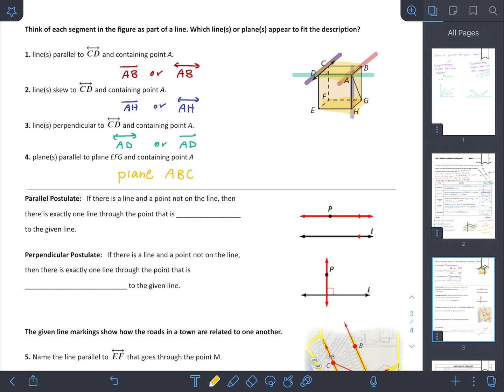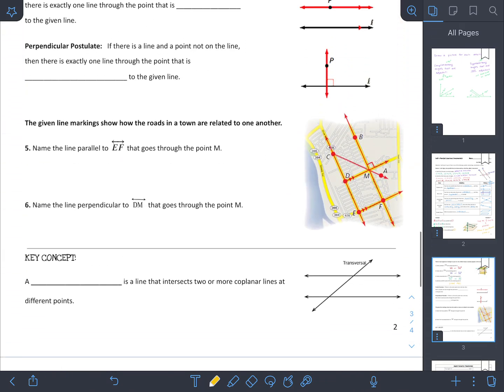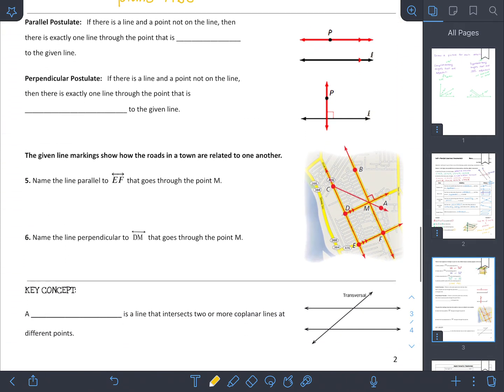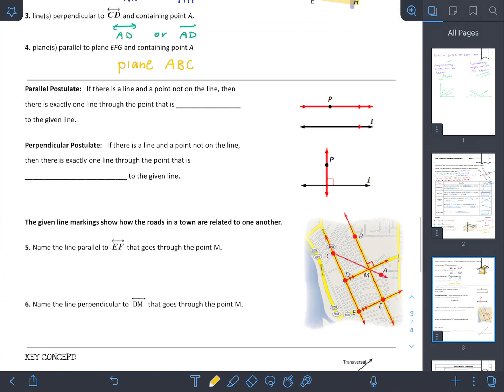Plane ABC. You could also call it CDA or DAB, a variety of things. All right, now that we've practiced those new terms, we are going to add a little bit more, which is the parallel postulate. So we're going to talk about the parallel postulate and the perpendicular postulate.